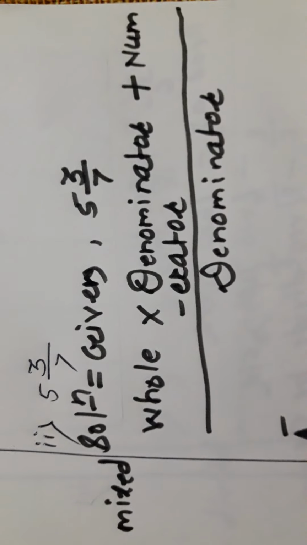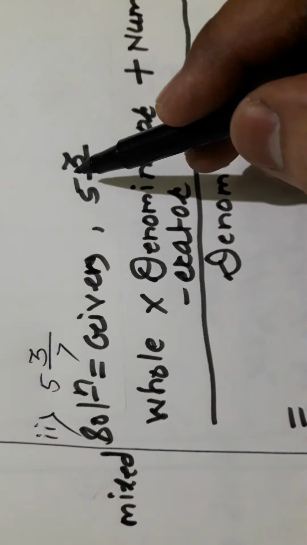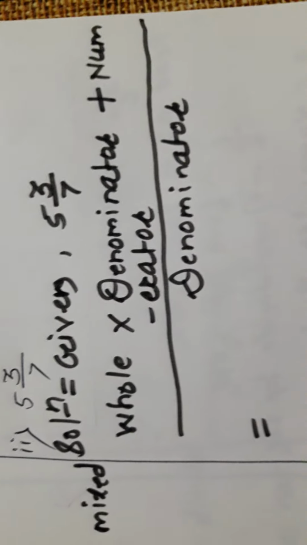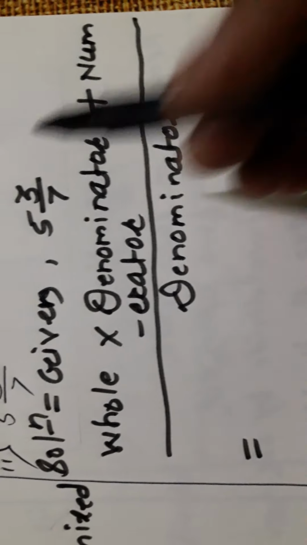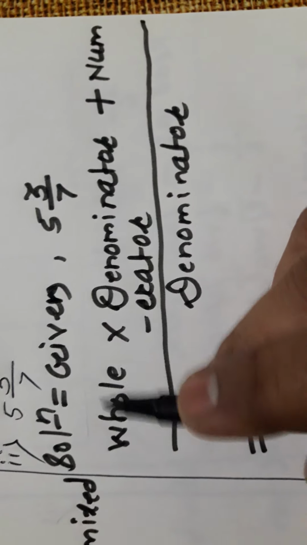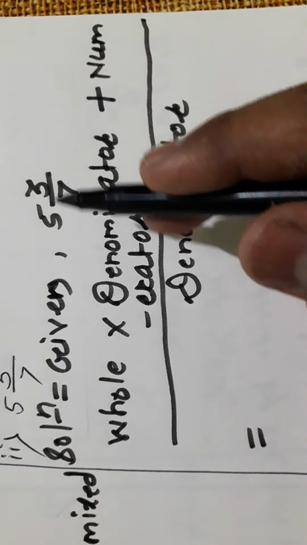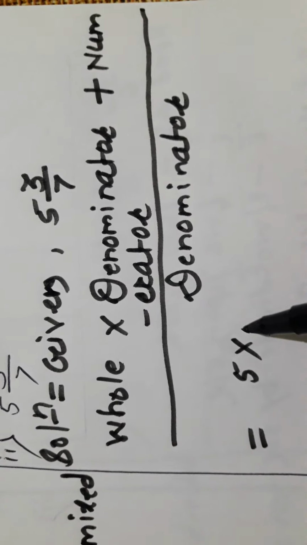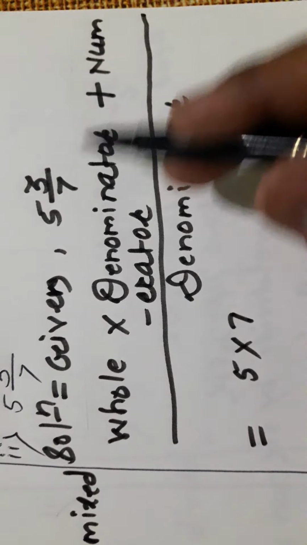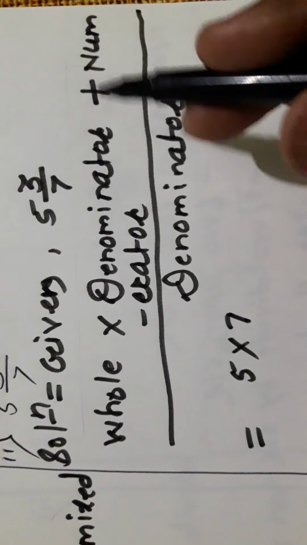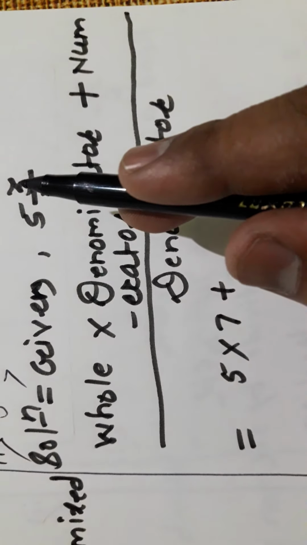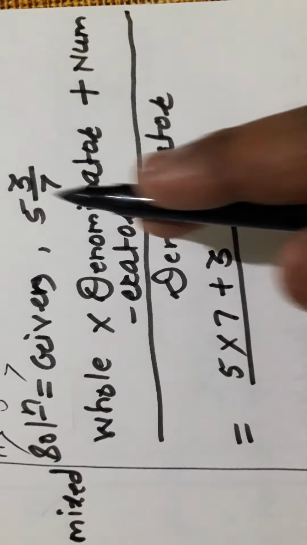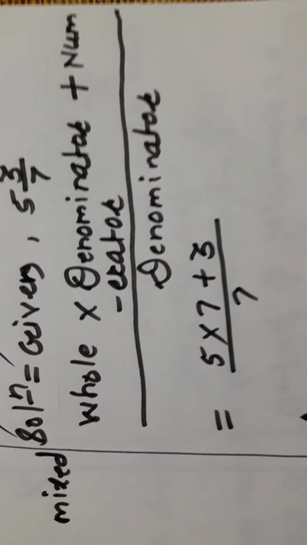Divided by denominator is equal to, now see here, which is the whole number here? 5. Which is the numerator? 3. Which is the denominator? 7. Put in this formula. Instead of whole, we write 5. 5 into the denominator 7, because between whole and denominator multiplication is there. In between, what is the sign? Plus. Plus numerator 3, divided by denominator 7. What will be the final answer?